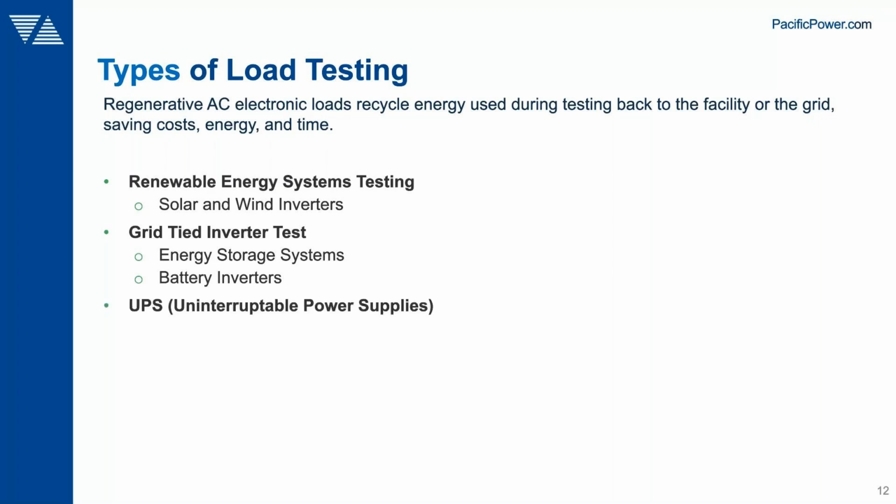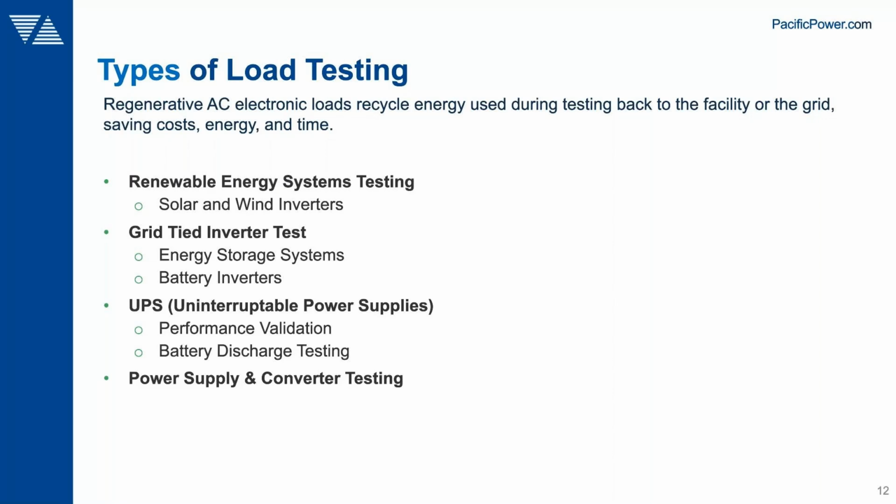Uninterruptible power supplies that are connected to the grid can be tested easily, allowing you to also do performance validation. Battery discharge testing is another application for DC load mode, along with general power supply and AC-DC or DC-AC converter testing. These are just some types of applications where regenerative electronic loads are a very suitable solution. Other examples are EV powertrain components, generally high power systems here.